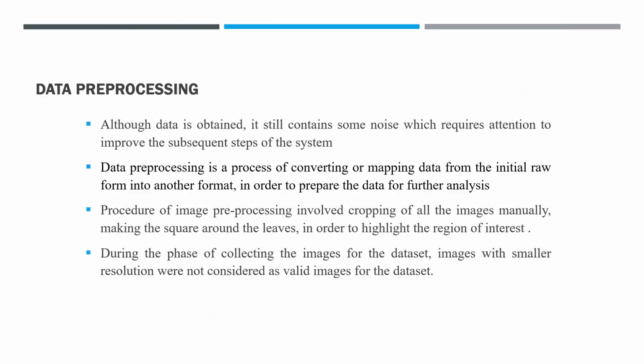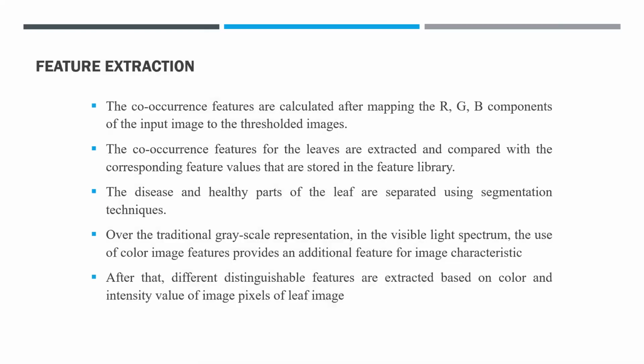And data pre-processing. Although data is obtained, it still contains some noise which requires attention to improve the subsequent steps of the system. Data pre-processing is a process of converting or mapping data from the initial raw form into another format in order to prepare the data for further analysis. Procedure for image pre-processing involved cropping of all images manually, making the square around the leaves in order to highlight the region of interest.